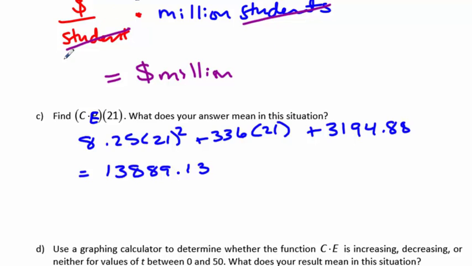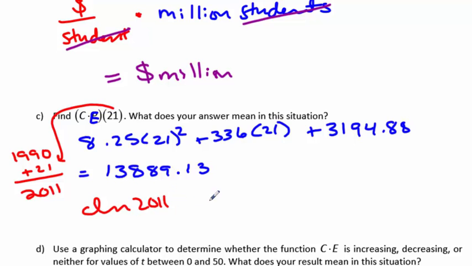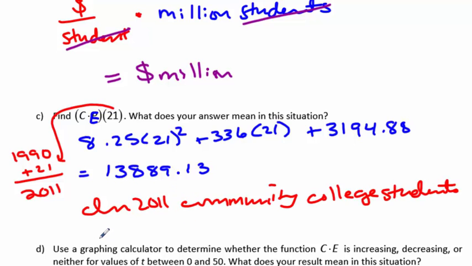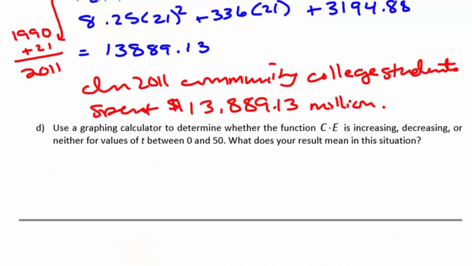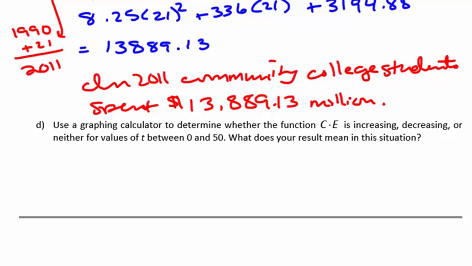If you remember, your starting year was 1990. So we have 1990 plus the t-value 21 that we plugged in will give us the year 2011. So in 2011, community college students spent $13,889.13 million on college. Last, in part D, we want to use a graphing calculator to determine whether C times E is increasing, decreasing, or neither for values of t between 0 and 50.